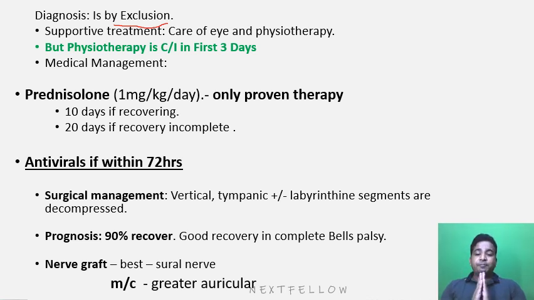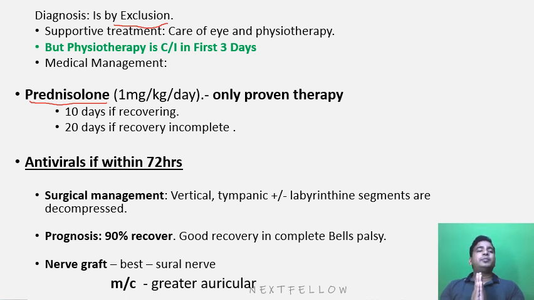So what do we do? The mainstay of the treatment in Bell's palsy is steroids. We will give prednisolone in the dose of 1 mg per kg per day. That is the only proven therapy. Why are steroids preferred? Because we believe that in Bell's palsy, because of any cold or viral infection or some unknown factors, there will be edema of the facial nerve, and the facial nerve runs completely in the facial canal, a thin bony canal. So any little edema in a restricted area and restricted canal will cause paralysis of the facial nerve. So steroid will decrease that edema.